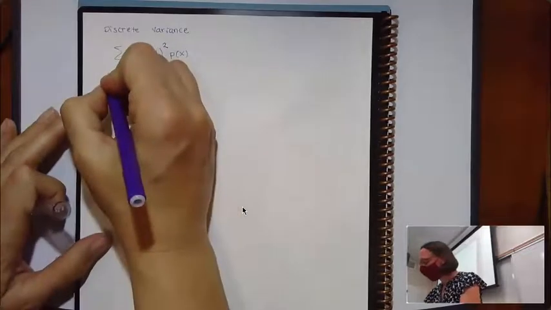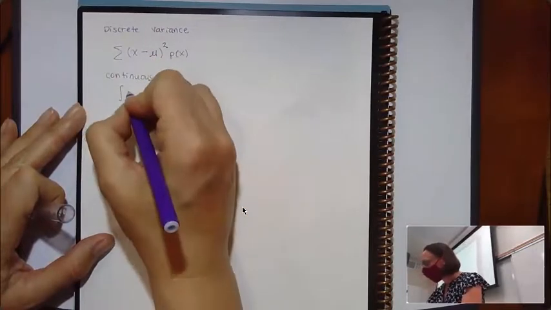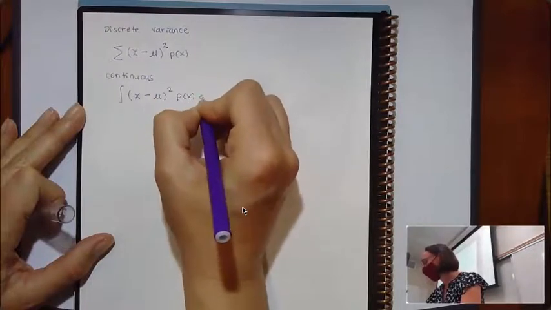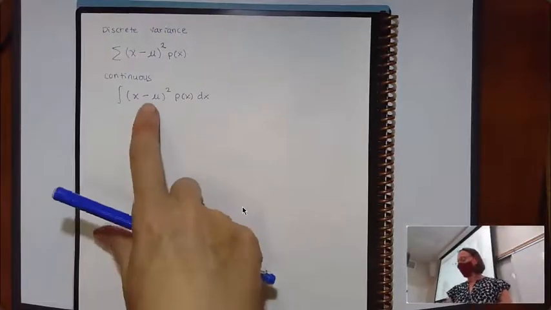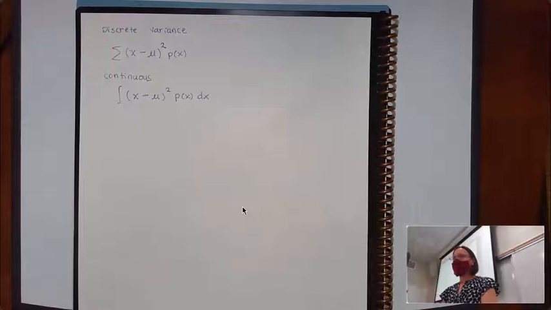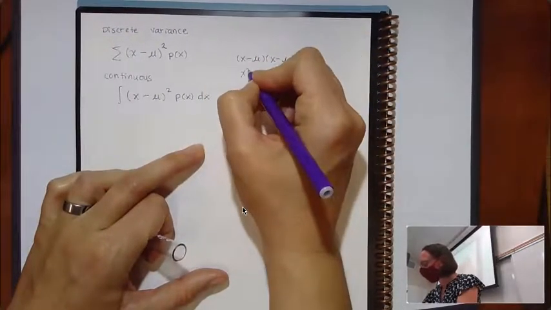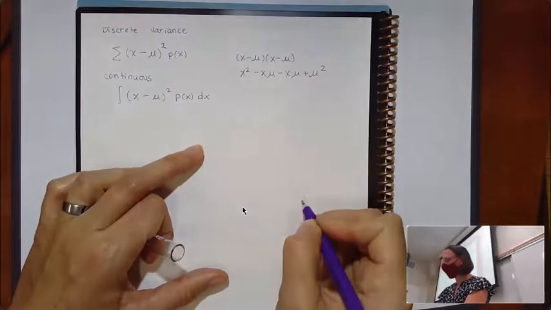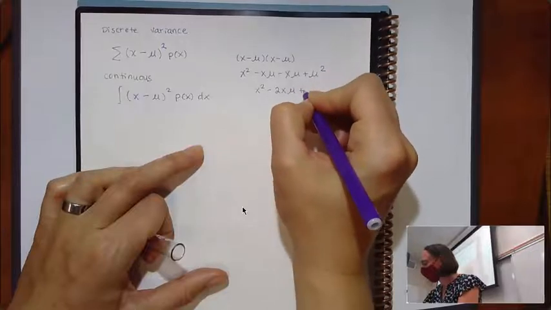When we switch over to continuous, we're going to be taking the integral. Now, if I have x minus mu whole thing squared times our probability of x dx, what I'm actually going to do is FOIL this out. So I'm going to treat that as an x minus mu times another x minus mu, so that I get x squared minus x mu plus mu squared, or x squared minus 2x mu plus mu squared.